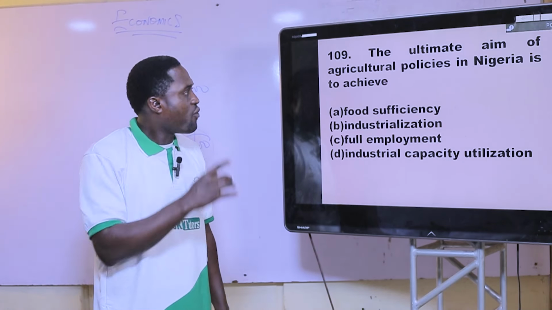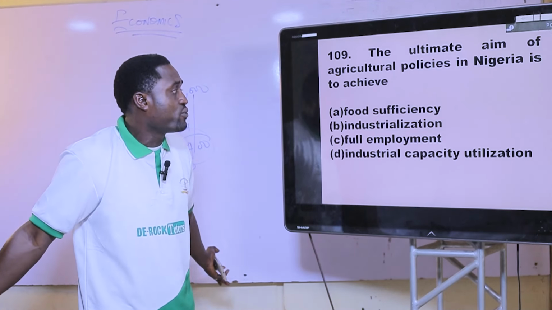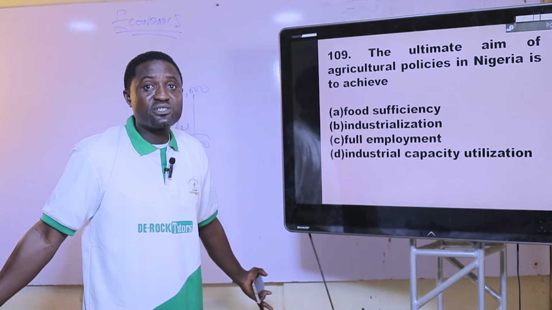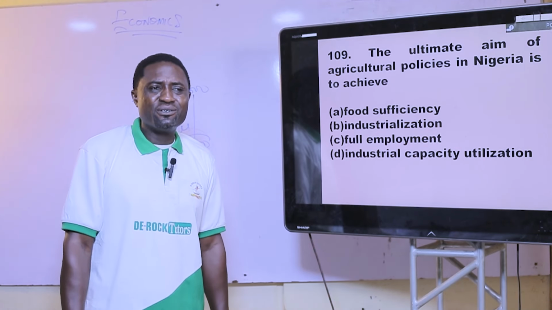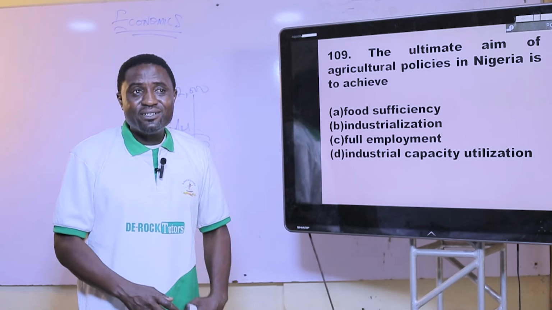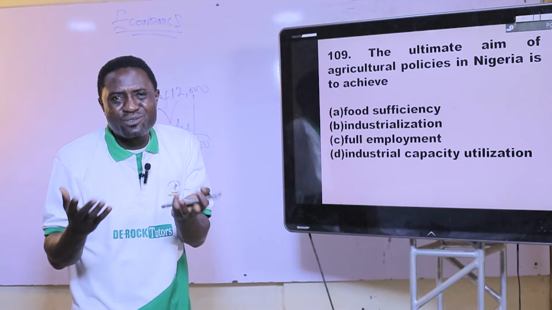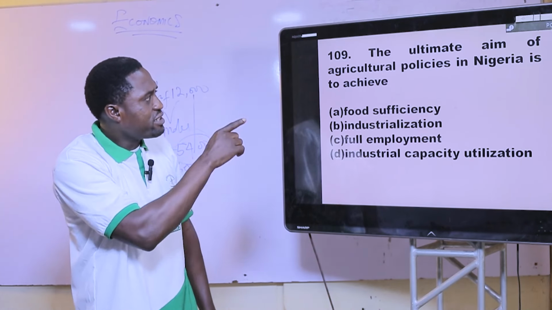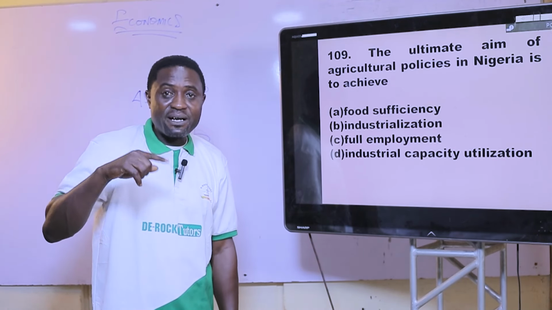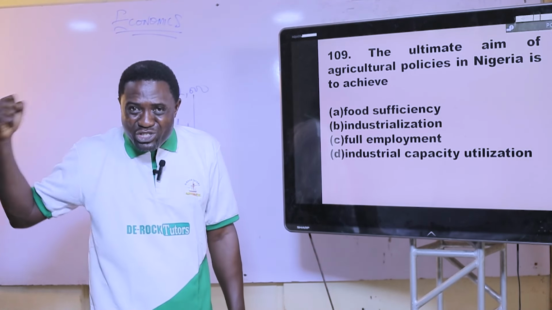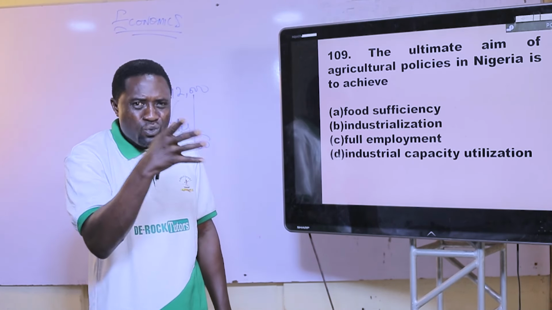The ultimate aim of agricultural policies in Nigeria is to achieve what? Food sufficiency. It's food sufficiency, so that when you are not hungry, you're able to do what you are supposed to do. You understand? If you are hungry, you can't even think right. You can't think well. So the ultimate aim of agricultural policies in Nigeria is to achieve food sufficiency. The Yoruba people will say a proverb about hunger. So it is to increase food sufficiency.